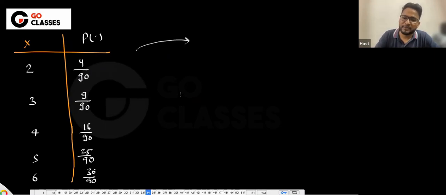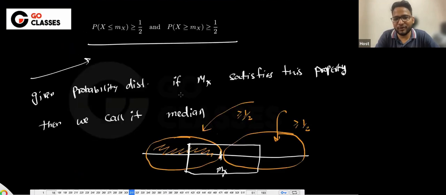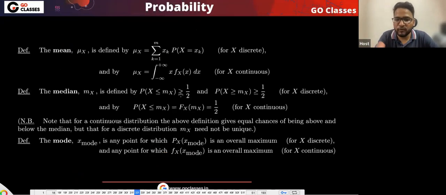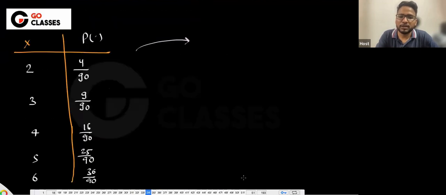We are not going to apply any formula. There are formulas: if you want to find the mean or median, there is a formula, and for the mode there is a formula saying the probability of x at the mode is an overall maximum, something like that. But we are not going to use those formulas to get the answer. Once we get the answer, we can verify it using the formulas, just for our satisfaction. Let's do it in that way.